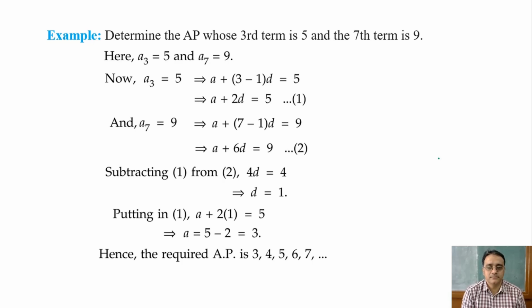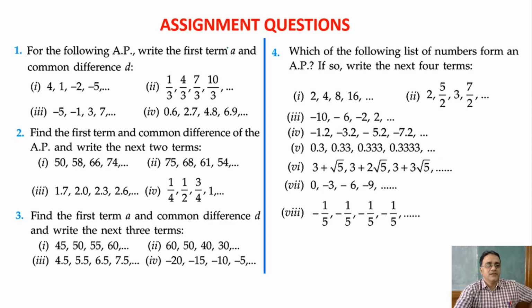No, sir. Right. Now we are moving towards the next section, that is assignment questions. In the first question you have to write the first term and common difference only. All are small ones. In the next question also you have to write the first term and common difference, but you have to write 2 more terms. And in the third question also you have to write the first term and common difference, but here you have to write 3 more terms. And in the fourth question you have to check whether this will form an AP or not. Okay, clear?